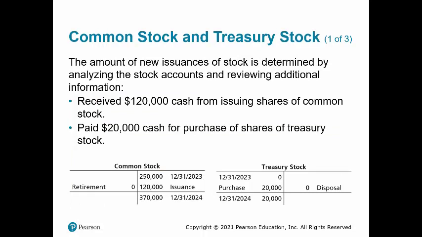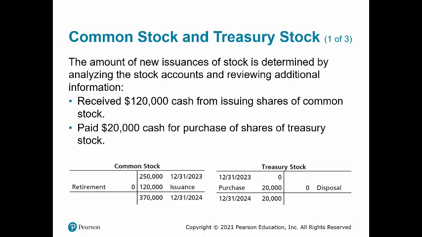Next, we're going to analyze our equity account. We're going to look at common stock and treasury stock for Shop Mart Inc. When we look at common stock, we see that at the beginning of the year, the balance was $250,000. But during the year, we issued new common shares of $120,000, so that at the end of the year, we had a balance of $370,000. There were no retirements of common stock.